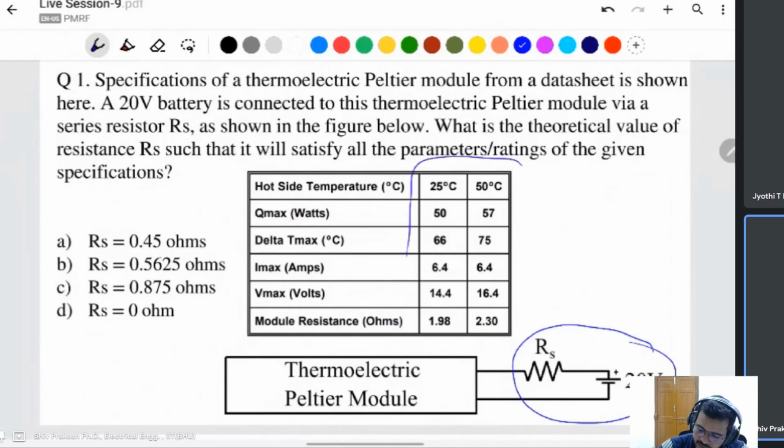You have two conditions, 25 degree centigrade and 50 degree centigrade. But the important thing is which one you select, 25 degree centigrade or 50 degree centigrade. This is the hot side temperature. This is the device rating. But also important are the delta T and Q max power. How much power it will deliver from lower temperature to the higher temperature. It will be 50 to 57 only.